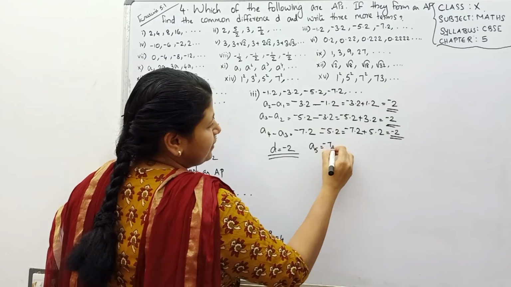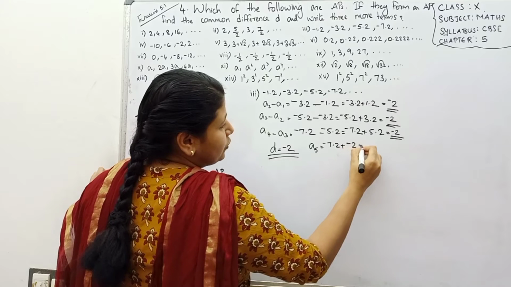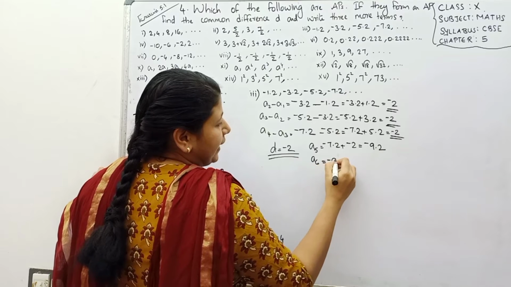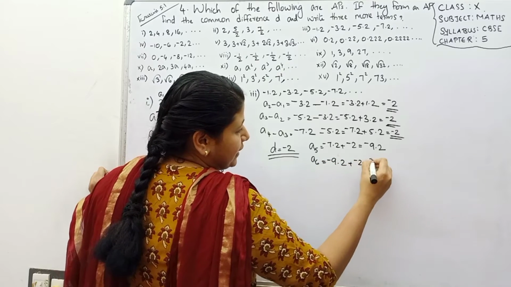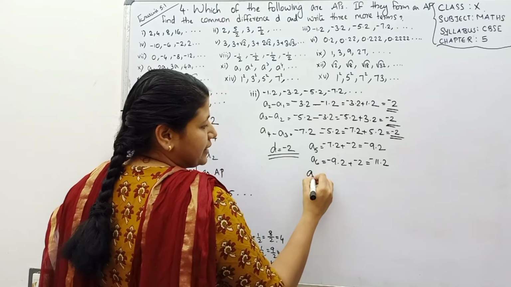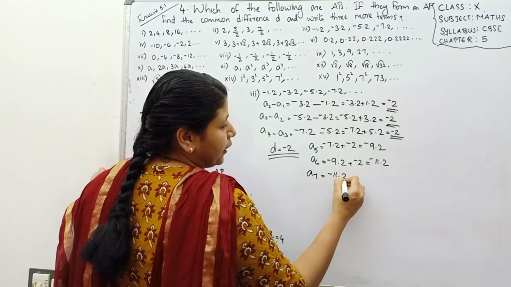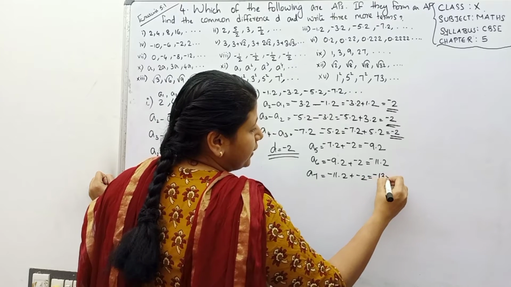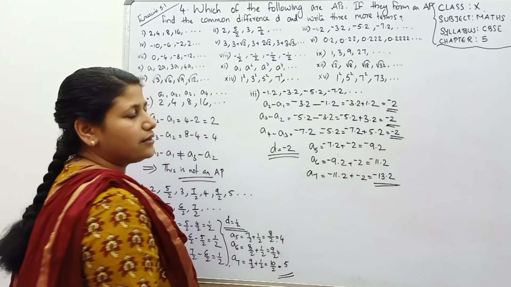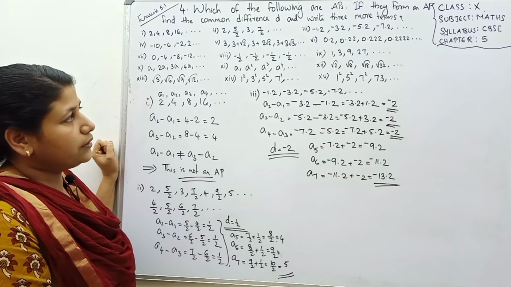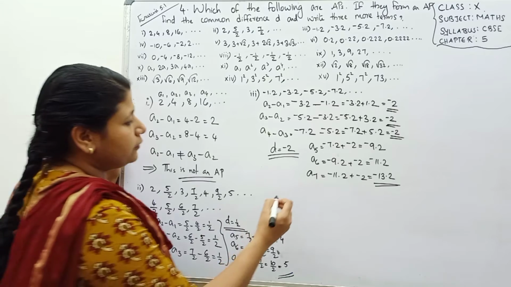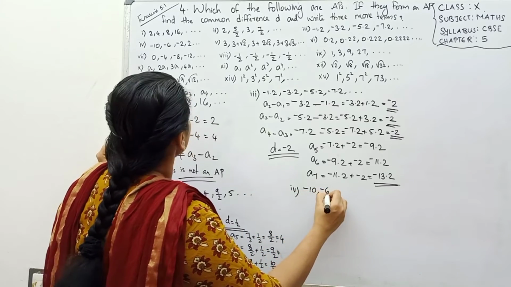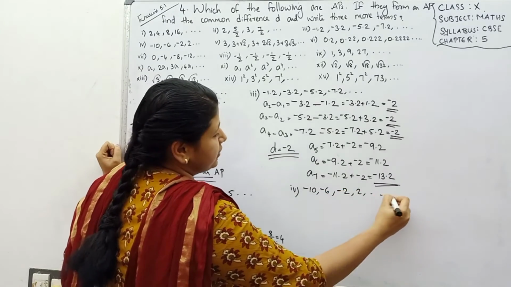A5 is negative 7.2 plus negative 2, which is equal to negative 9.2. And A6, negative 9.2 plus negative 2, that is negative 11.2. And A7 is negative 11.2, again adding the common difference, which gives negative 13.2. So these are the next 3 terms. Got it? Then the fourth question, which is negative 10, negative 6, negative 2 and 2, etc.